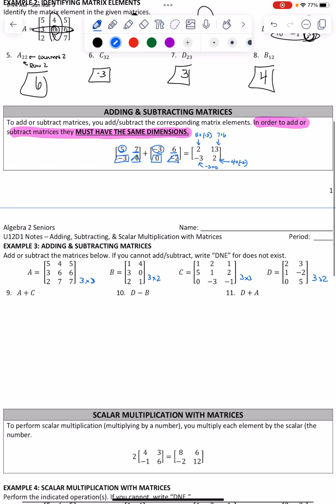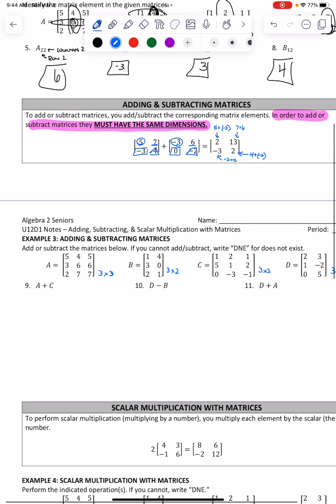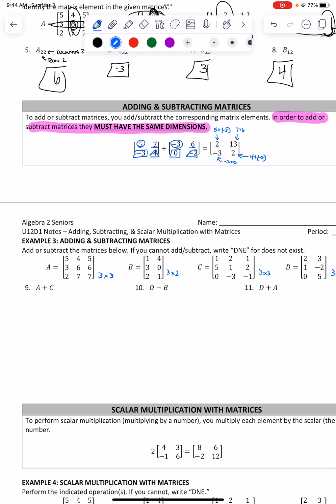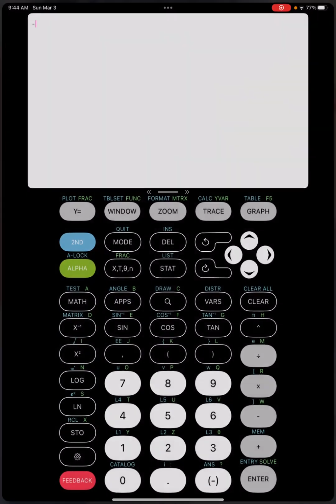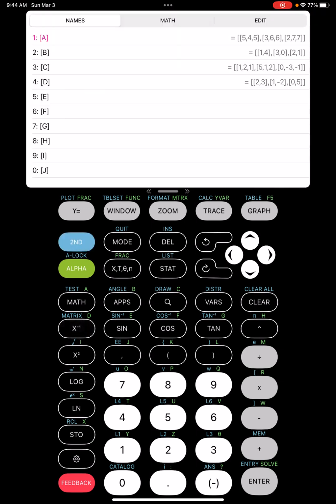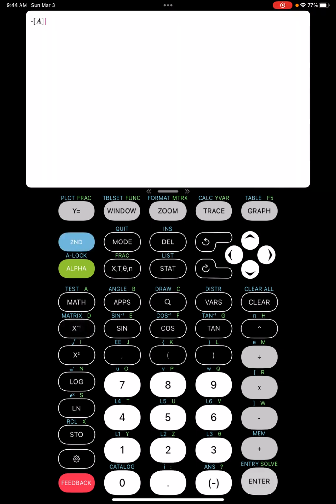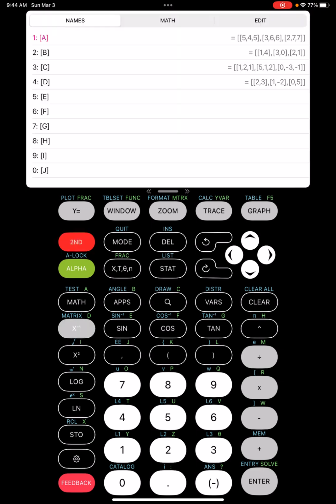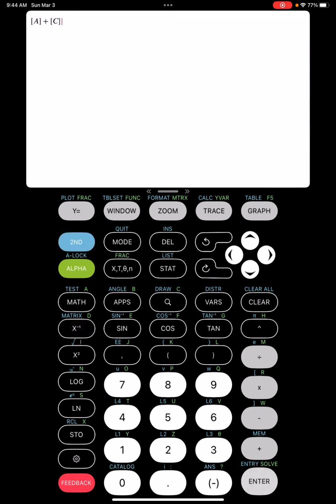Okay? So again, in order to add these or subtract them, they have to be the same dimension. So if we look at A plus C, that would be 3 by 3 plus 3 by 3, which is good. We can add those. So in your calculator, go second, and then back to that matrix menu, and select second matrix A, and then plus second matrix down to C. And then it's going to spit this out right here.